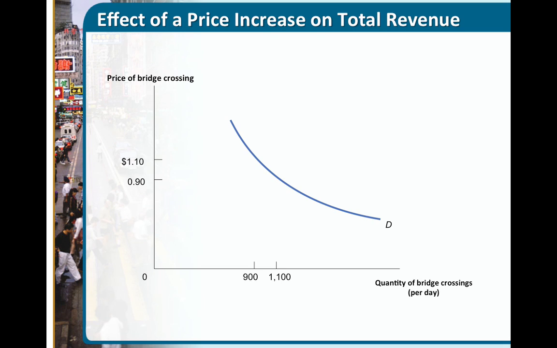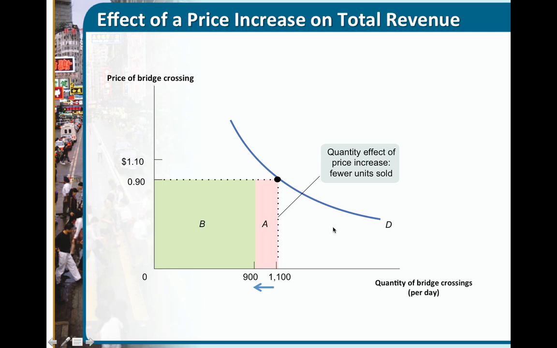So let's look at the effect of a price increase on total revenue. We're not going to say whether it's elastic, inelastic, or anything right now. The quantity effect of the price increase means fewer units sold. You can see in rectangle A the quantity effect. Rectangle C is the price effect. The price is higher for each unit, so you'll get a little more revenue there. So the question is, which is going to be higher, A or C?